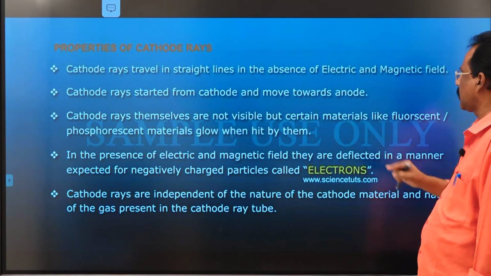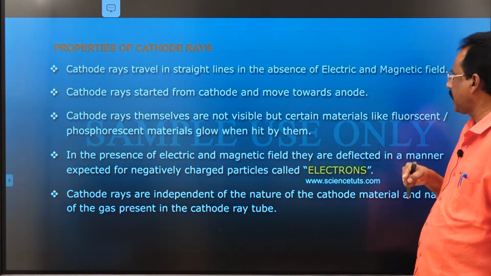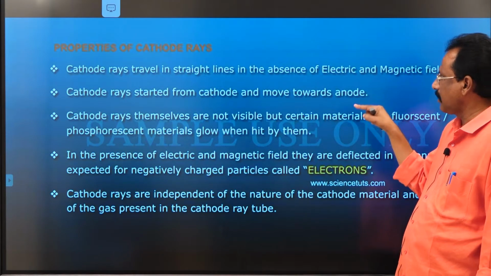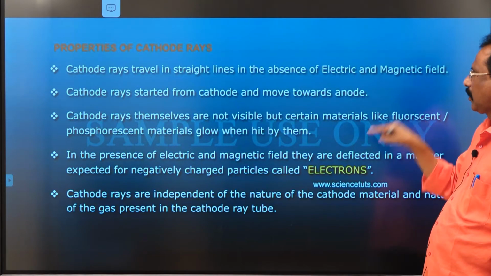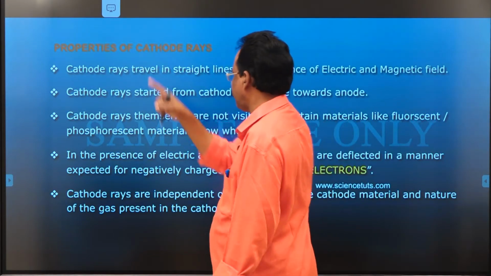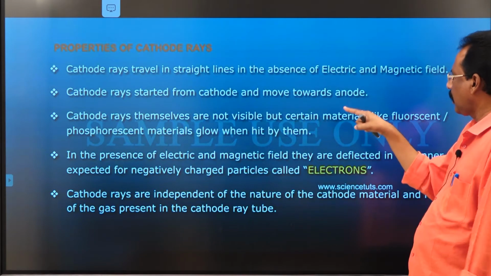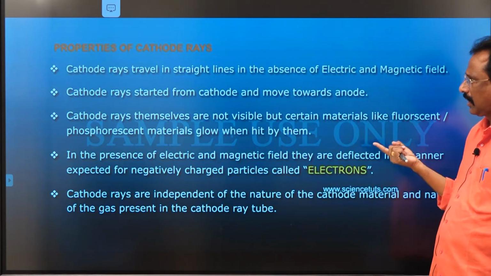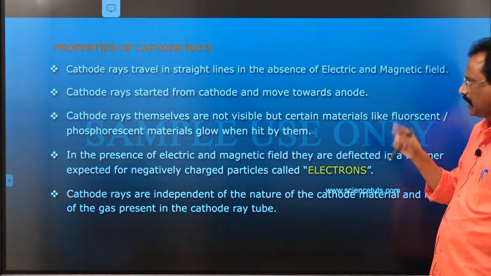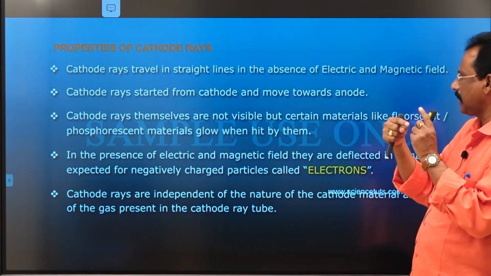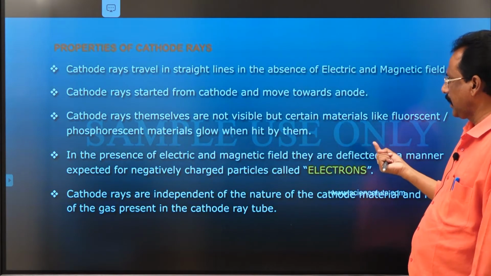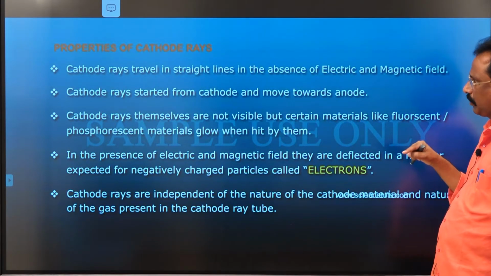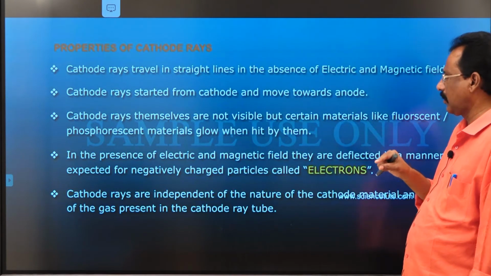So these are the properties of the cathode ray. In the absence of an electrical field and magnetic field, they move in straight lines, and these rays start from the cathode and move towards the anode because cathode rays consist of negatively charged particles. They are not visible, see here, but certain materials like fluorescent or phosphorescent material such as zinc sulfide show scintillations immediately when the cathode rays strike them. With the help of that, it is possible to see the propagation of the cathode rays.